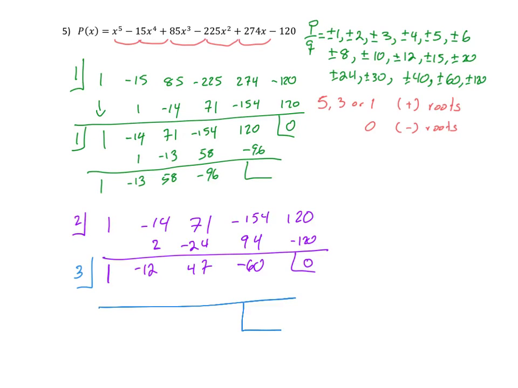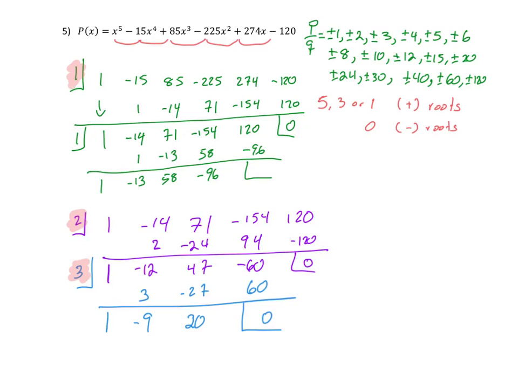So I'm going to bring down the 1. 1 times 3 is 3. Negative 12 plus 3 is negative 9. Negative 9 times 3 is negative 27. Negative 47 minus 27 is 20. 20 times 3 is 60. And this is 0. Again, I found my third zero. I found my first zero, second, third zero. So that means that I already have 3 zeros.